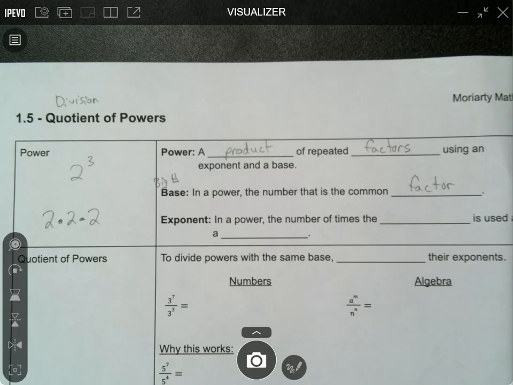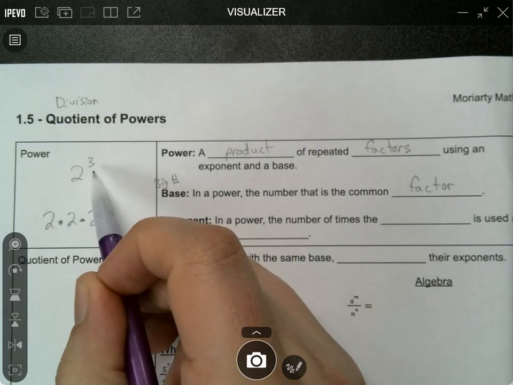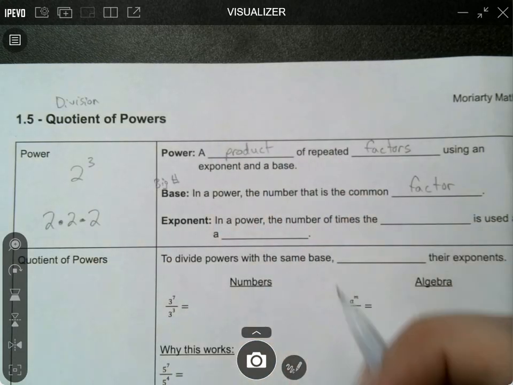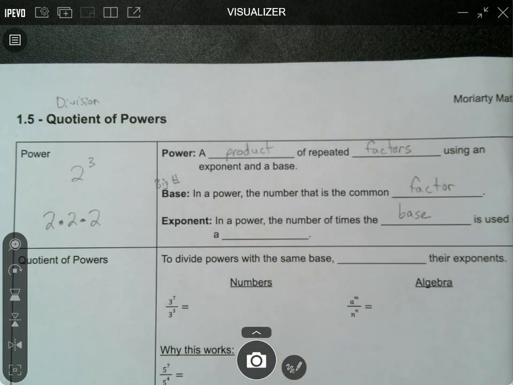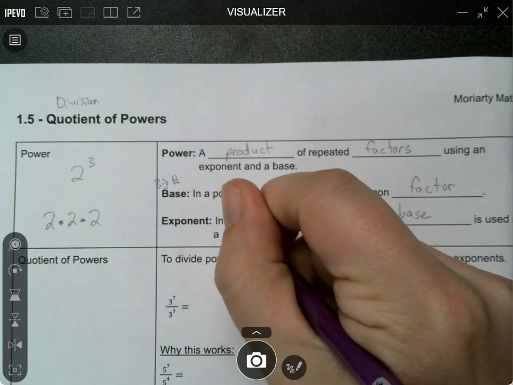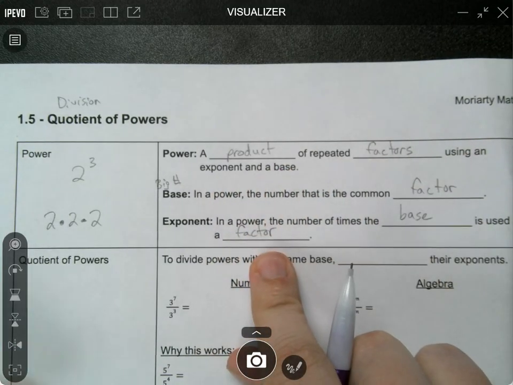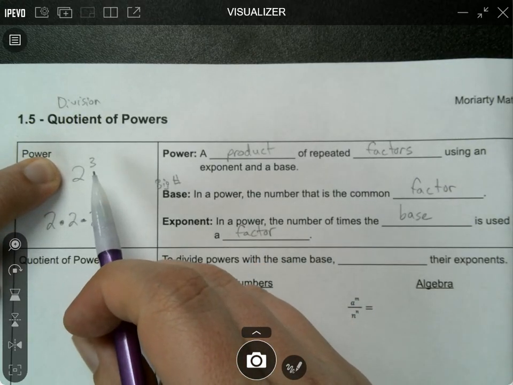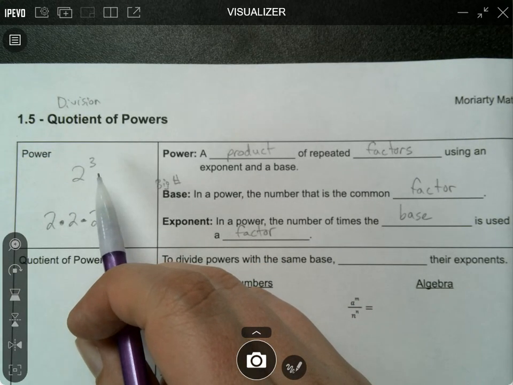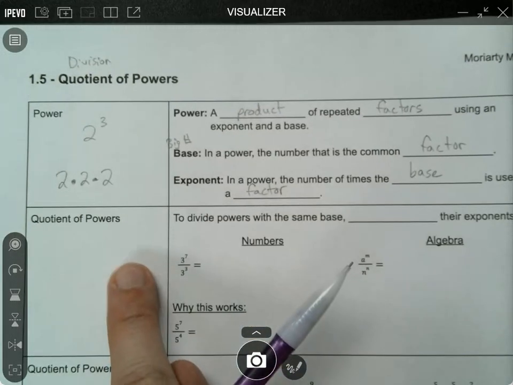The exponent's the little number, right? And that tells you how many times you will use the base as a factor. Okay? This is the number that's being multiplied repeatedly. This is how many times it's going to be repeatedly multiplied. Okay? This quotient of powers.